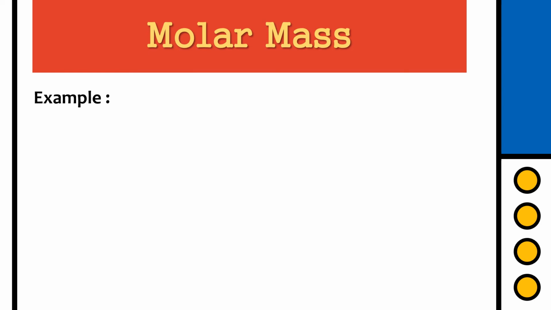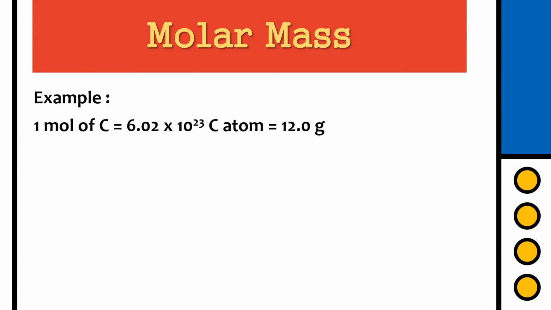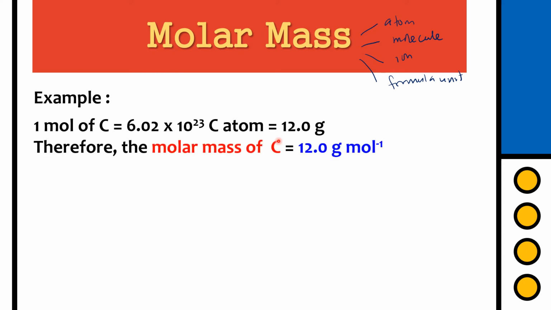Okay, so this is just an example macam mana kita nak kira molar mass, sama ada molar mass untuk atom. Okay, kita boleh kira tadi molar mass sama ada untuk atom, kita boleh kira untuk molekul, kita boleh kira untuk ion, dan kita boleh kira juga untuk formula unit. Okay, so the first example over here, this is the molar mass of carbon. Okay, so 1 mole of carbon yang mengandungi sebanyak ni 6.02 darab 10 kuasa 23 carbon atom mempunyai berat sebanyak 12 gram. Therefore, the molar mass of carbon is 12 gram per mole.